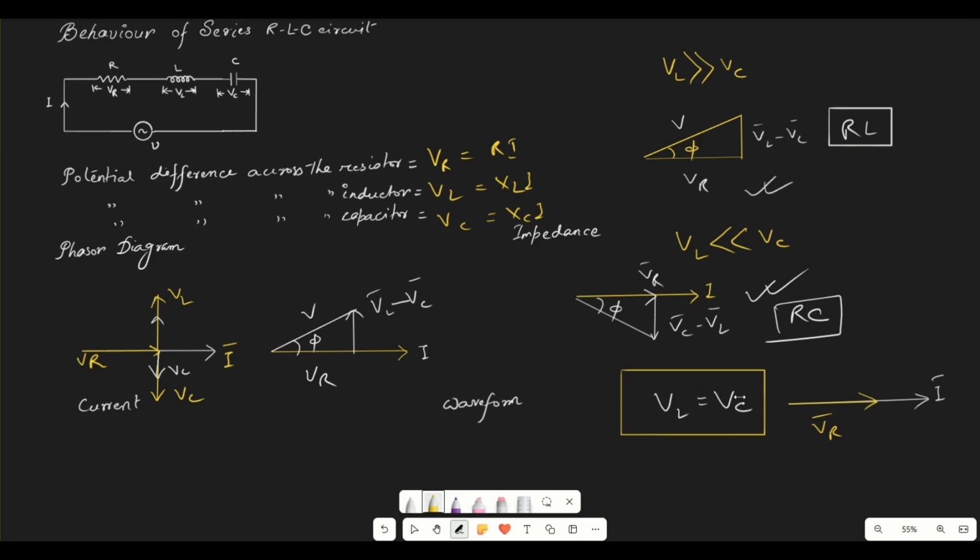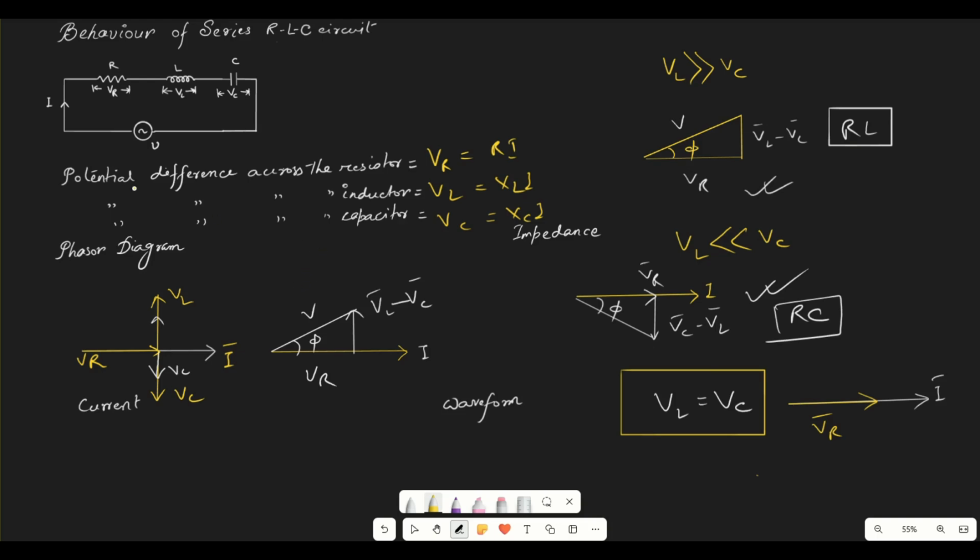So in resonance, both the components VL and VC are the same. So the resultant is similar to the resistive circuit. So the derivation will follow the resistive component calculations, right?